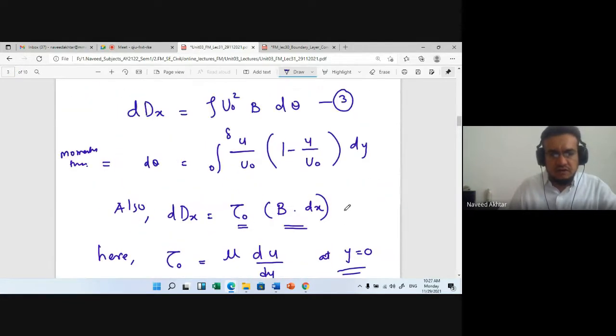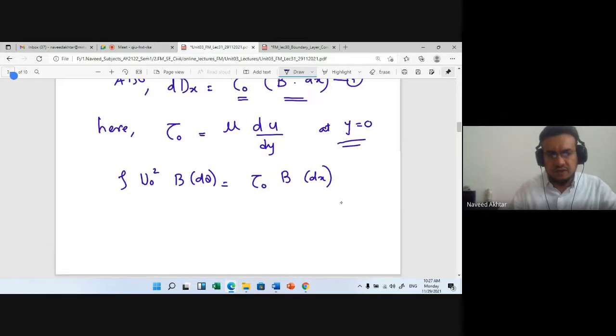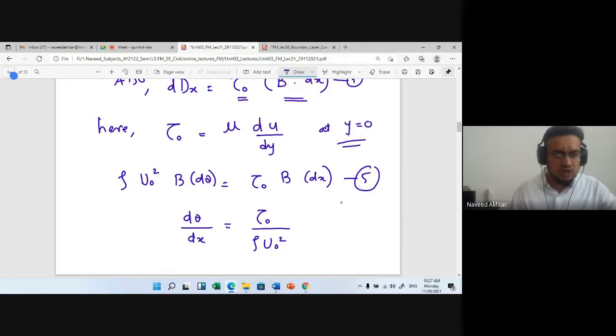If I write this for equation 3 and equation 4, it becomes equation number 5. Now this b will be cancelled. So tau 0 upon rho u0 square will come here, and d theta I will put here as it is, and dx I will take here. So d theta upon dx is equal to tau 0 upon rho u0 square. This is equation number 6.